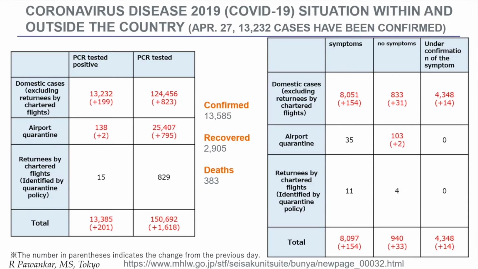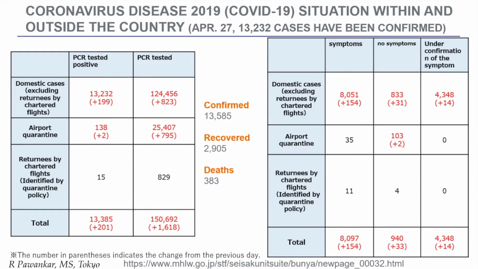Let's come into more details of the cases in Japan. If you look at this table, they are PCR tested and PCR positive. This is the situation, with a total of 13,232 cases confirmed. They've broken this down, and this is from the Ministry of Health's data, and it shows the number that are domestic cases, airport quarantines, returnees by chartered flights, and the total number. And those that were PCR tested and how many of them were actually PCR positive.